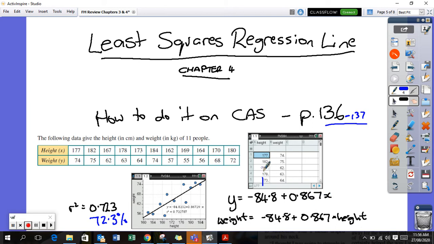Then what we're going to do is we just use x and y to do the regression, but we're going to replace that with what the x and y actually mean. So the y means the weight, so the weight equals minus 84.8 plus 0.867 times the height, where x is the height. So this has got a meaningful relationship. That is how we calculate someone's weight given their height.